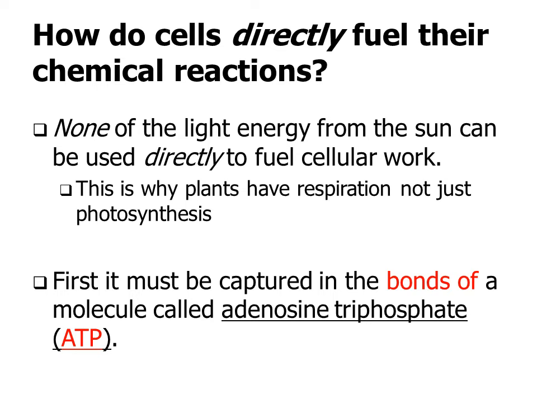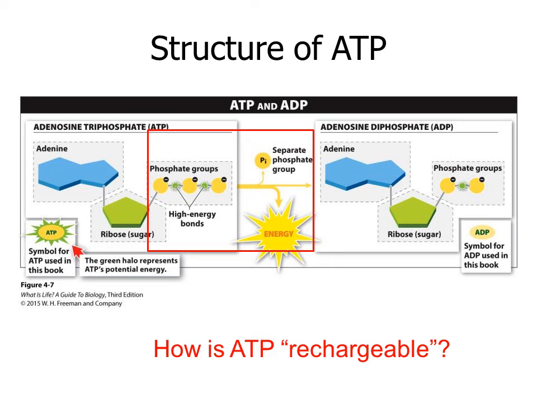So first, energy must be captured in the bonds of a molecule called ATP, or adenosine triphosphate. That "tri" stands for 3, because ATP has 3 phosphate groups. I boxed it here in red. ATP is a simple molecule. It's composed of an adenine, a ribose sugar, and then phosphate groups. I just want you to really focus on knowing the phosphate groups.